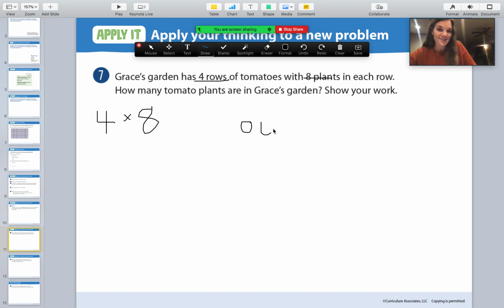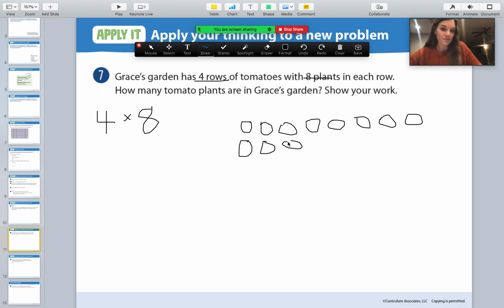So here's 1, 2, 3. Your guys's will look a lot better than mine. 4, 5, 6, 7, 8. There is 1 row of tomatoes right here. How many rows do I need? That's right, 4. So we'll do this again until we get 4 rows. I hope you guys are doing this on your whiteboard as well. Follow along with me.